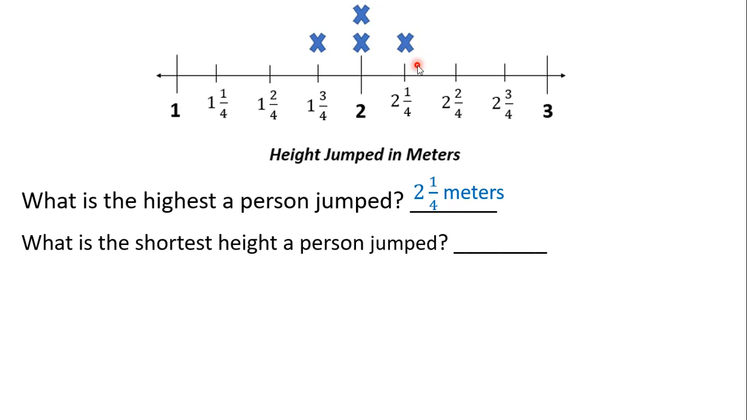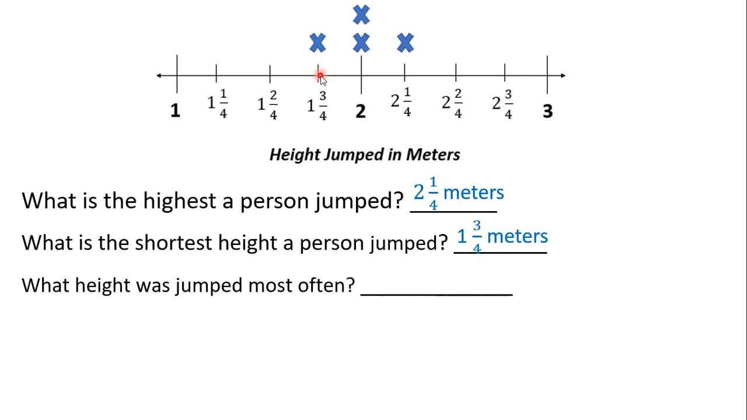What is the shortest height a person jumped? Now we're going to go ahead and find the smallest number that has at least one X above it, and that would be 1 3/4 meters. Although 1 1/4 and 1 2/4 are smaller numbers, there are no X's above them, meaning no one jumped this distance. So 1 3/4 meters is the shortest height jumped because there's at least one X above it.